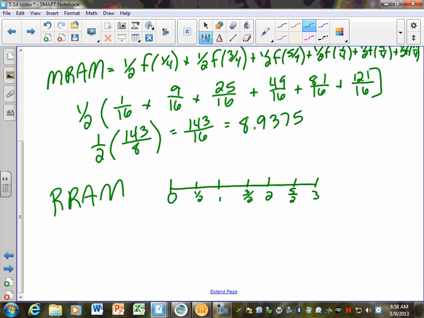What's the difference on the right-handed one? If you're going to use the right-handed endpoints, what's going to be your endpoint for your first rectangle? 1/2. So you're not going to use 0 up here, right? You're going to use 1/2 and 1 and 3/2 and 2 and 5/2 and 3, because you're using the right-handed endpoint each time to make your rectangles.